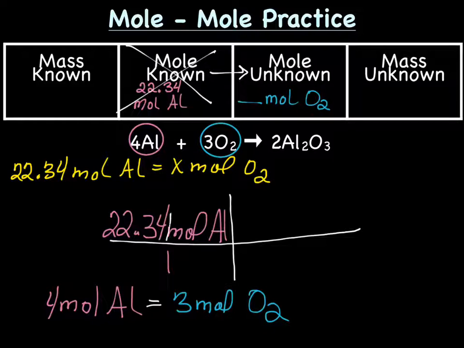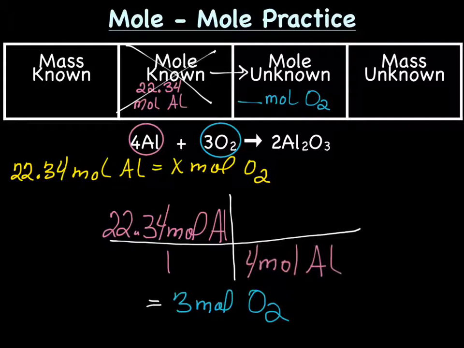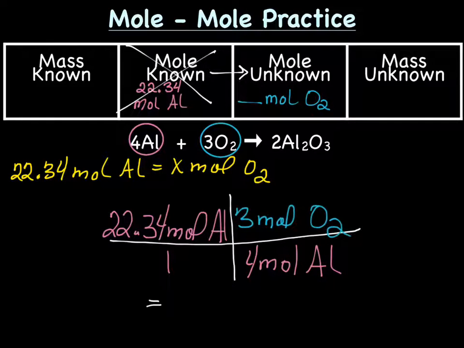So we're going to look here. We have mole O here, Al here, so we need to have mole Al on the bottom. So let's do that. So we'll put this guy here, and that means that mole O2 must go on the top. So let's do that. And let's double check. Does mole Al cross out mole Al? It does. So what we do now, multiply across the top, multiply across the bottom, and divide.